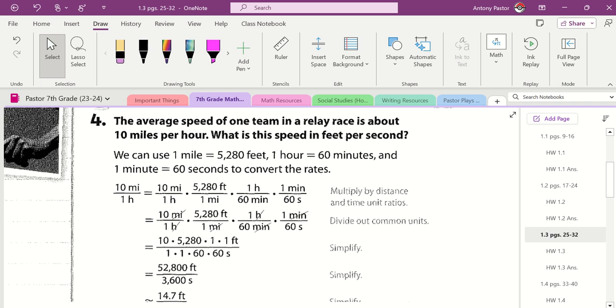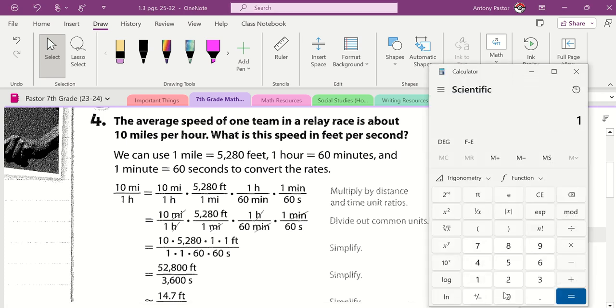That's our first step, is we're going to try to figure out how many feet they are running per hour. When we do that, that'll give us a grand total of 10 times 5,280. So the team's running 10 miles per hour. They are also doing 52,800 feet per hour is what they are doing.